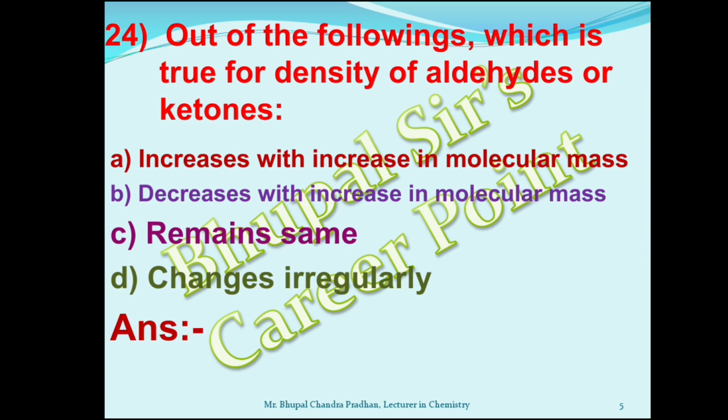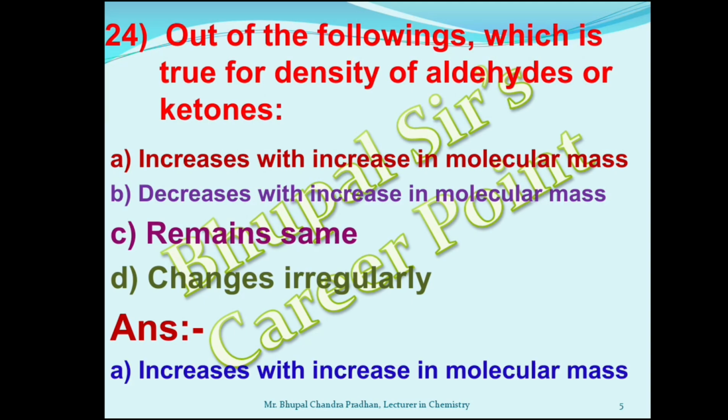So, as the molecular mass increases, the density gradually increases. So option A says increases with increase in molecular mass. Option D says decreases with increase in molecular mass. But we know that as the molecular mass increases, the density gradually increases. So option A is the correct answer. That is, the density of aldehyde and ketone increases with increase in molecular mass.